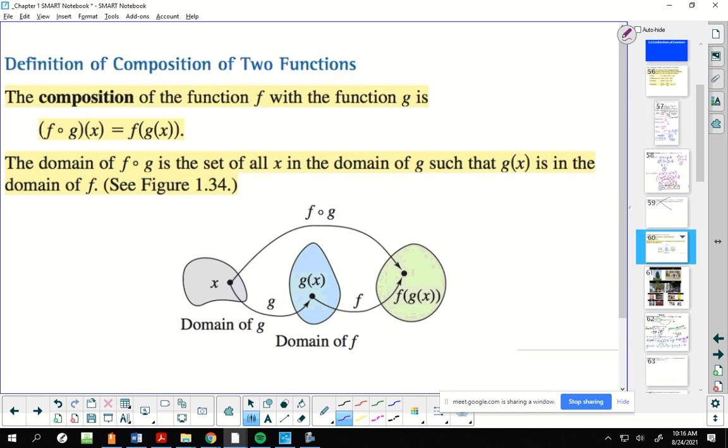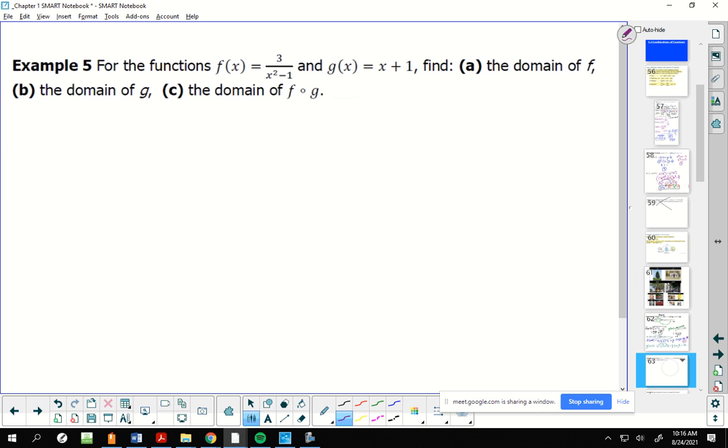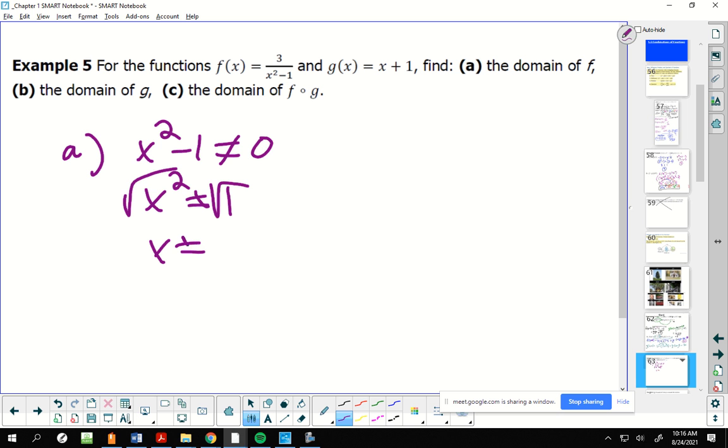All right, domains. So, the domain of f of g is the set of all x in the domain of g, such that g of x is in the domain of f. Let's just do an example, and that'll make more sense. For the functions f of x and g of x, find the domain of f. Well, same thing. We can't have 0 in the denominator, so we know that x squared minus 1 cannot equal 0. Right? Denominator can't be 0. We don't want to divide by 0. So that means x squared cannot equal 1. Square root both sides. That means x cannot equal plus or minus 1.